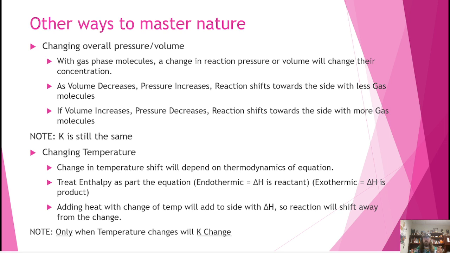You can think of endothermic as heat being a reactant, and exothermic as heat being a product. If you are increasing the temperature, you're adding heat. So if heat is a reactant and you add heat, the reaction shifts to products. If heat is a product, adding heat will force it back to reactants. If you decrease temperature, endothermic is going to make more reactants. Decreasing temperature, exothermic makes more products. This is the only way to change K.